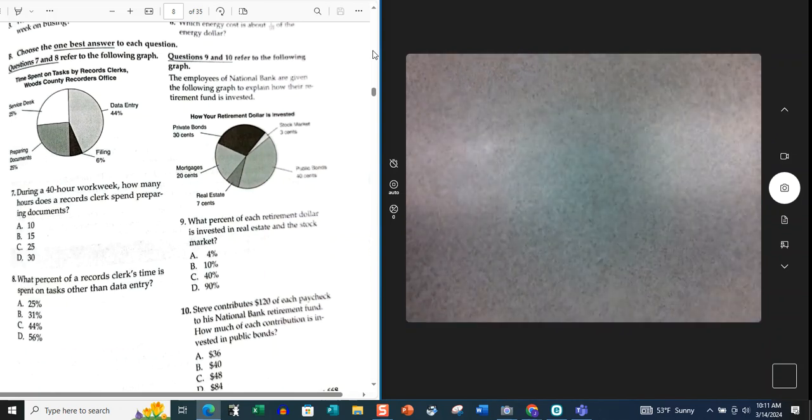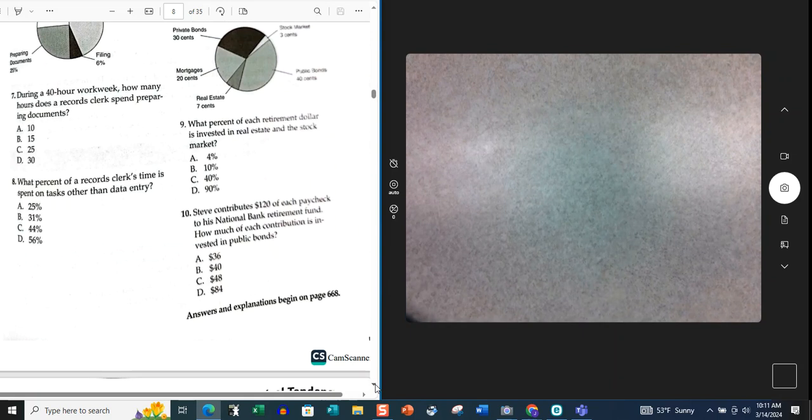Okay, now for number 10, it says Steve contributes $120 of each paycheck to his National Bank retirement fund. How much of each contribution is invested in public bonds? Okay, so if you notice here, public bonds is 40 cents. And then he invests $120. So we have to take 40% out of the $120 for problem number 10.